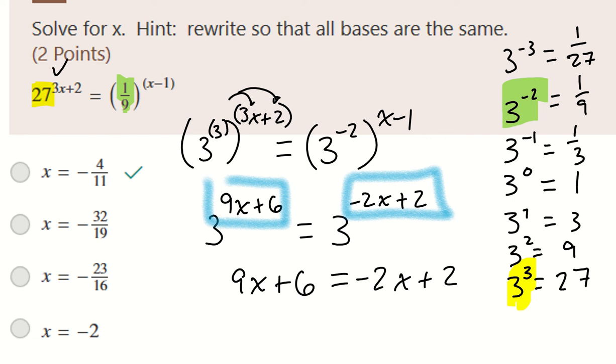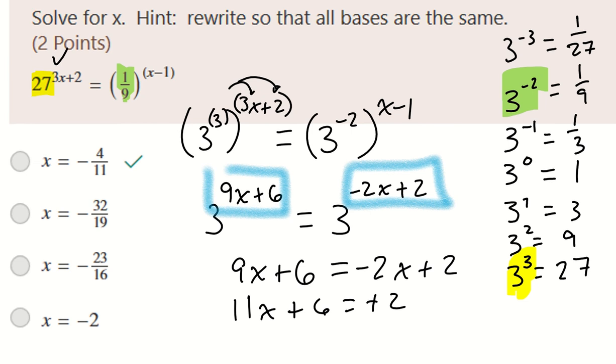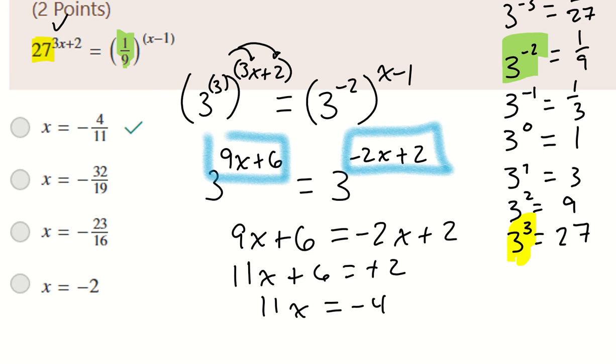I'm going to add 2x to both sides. That's 9, 10, 11. So I get 11x plus 6 is positive 2. Subtract 6 from both sides, that's 11x is negative 4. And yeah, when I divide by the number 11, I get that x is negative 4/11.